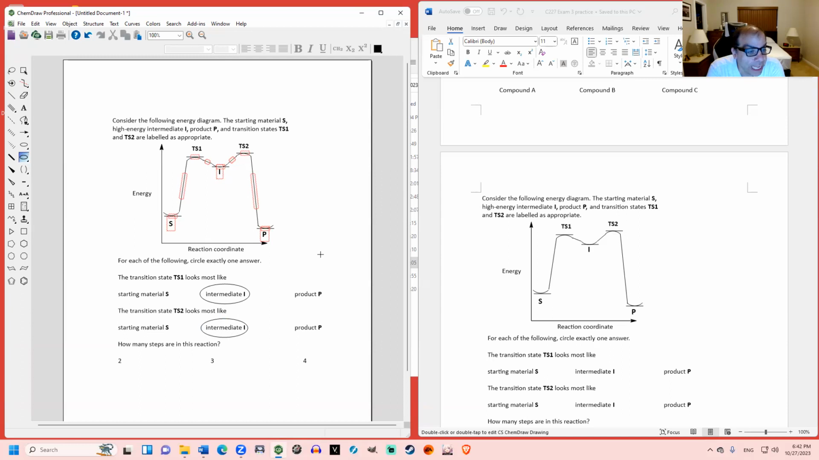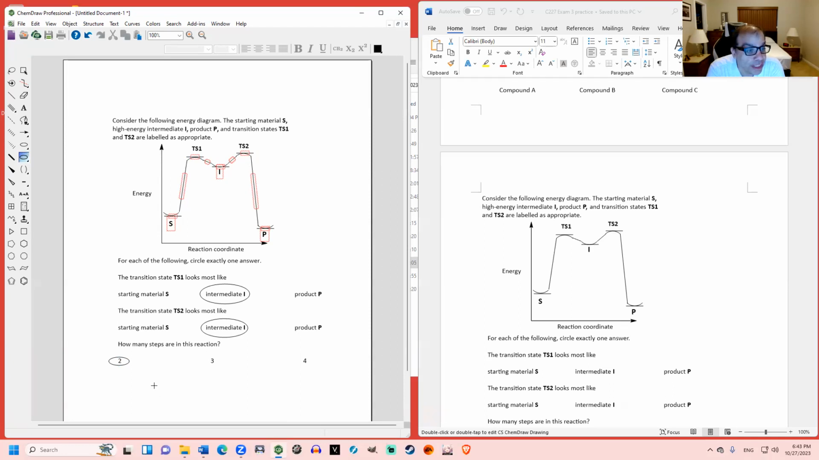How many steps are in the reaction? Well, remember that there are as many steps as transition states. So this is one step going through the first transition state. This is a second step going through the second transition state. In fact, this energy diagram could be for the addition of HCl, HBr, or HI across an alkene. So it is 2 steps, since there's 2 transition states. And that's pretty much it.